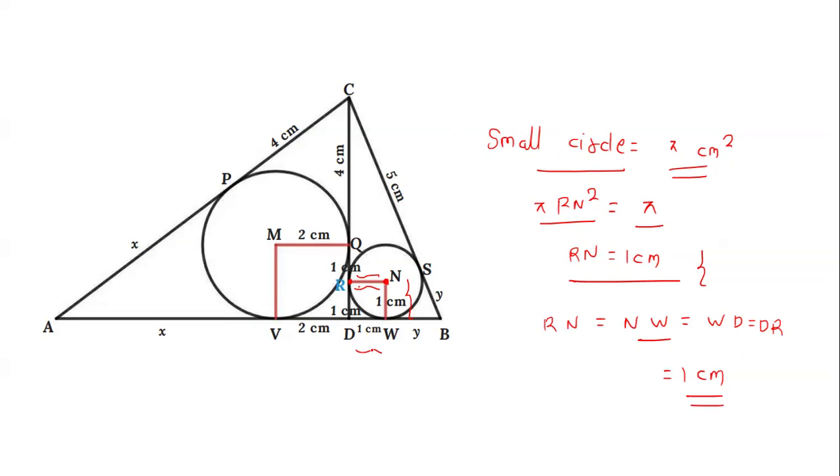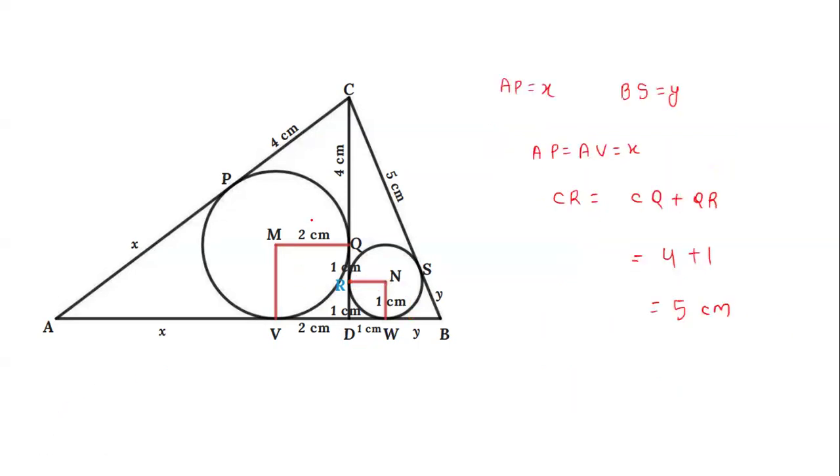So this DW is parallel to RN, and it will also come to 1 centimeter. And between the point R and the point D, this distance will also be 1 centimeter. So this is a square. Like RNWD is a square with the side length of 1 centimeter. So now we know this thing.